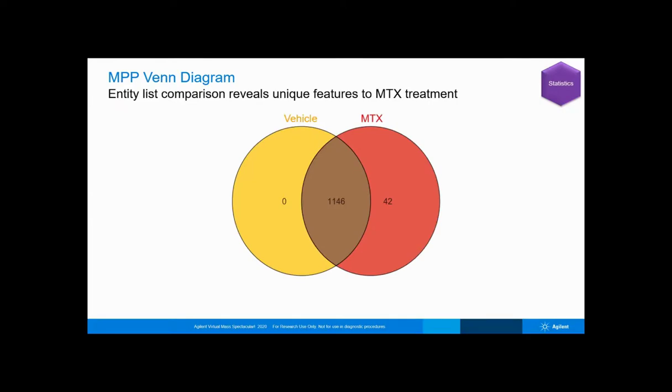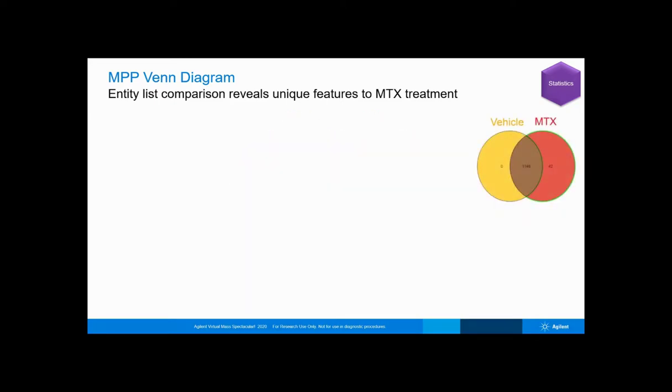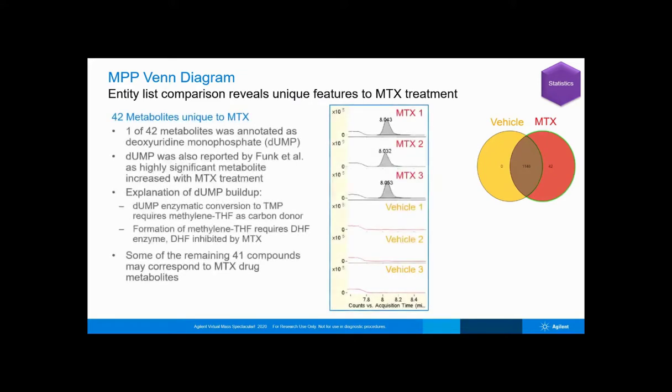So let's get on to some more data analysis. We can create Venn diagrams in MPP. In this case, the results are interesting. There are 42 compounds present in the drug-treated sample, but not in the vehicle control. So from the putative annotations, what information can we find on the 42 compounds? Well, one of these was annotated as deoxyuridine monophosphate.